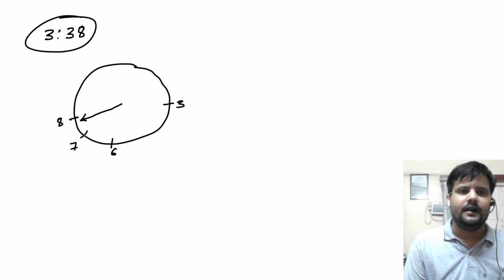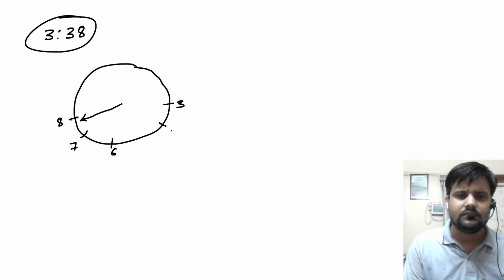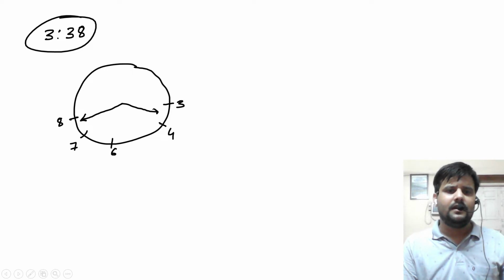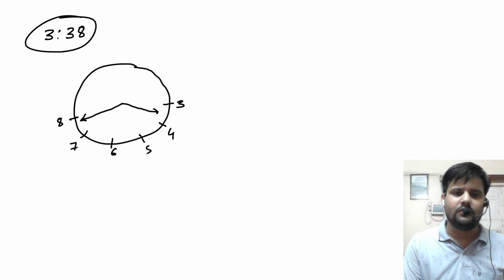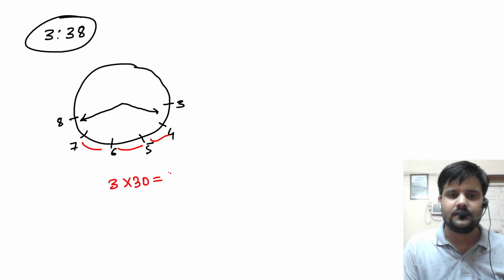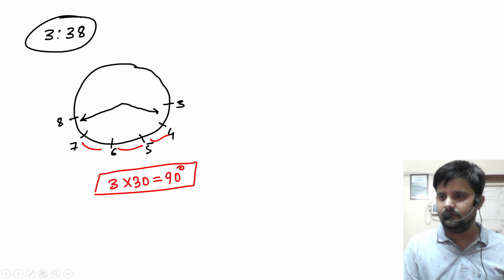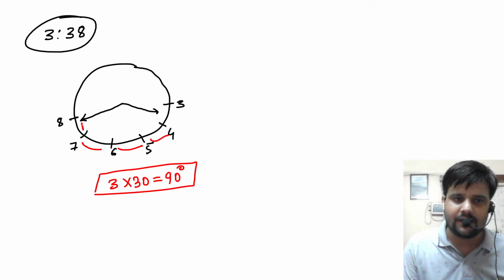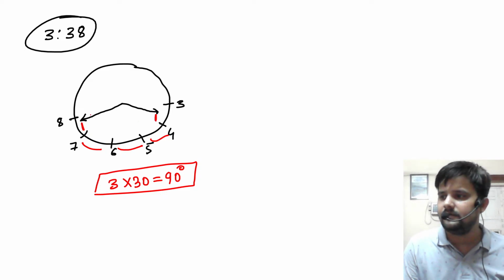Getting my point? Now at 3:38 the hour hand will be somewhere between 3 and 4, isn't it? This is common sense only. So just make it like this. Now count the gaps here. If you count the gaps, the flat gaps are 1, 2, 3. 3 gaps are there. So what can I write? 3 into 30, which means 90 degrees. 90 degrees only till here, 3 gaps. Now we have to calculate this part as well as this part also.